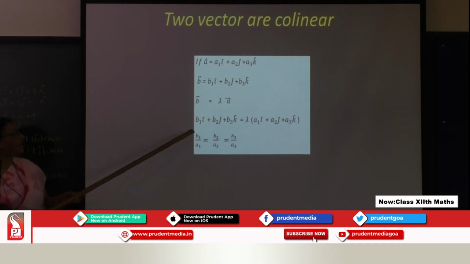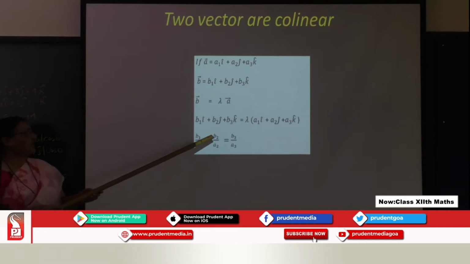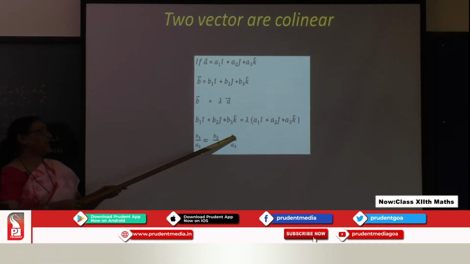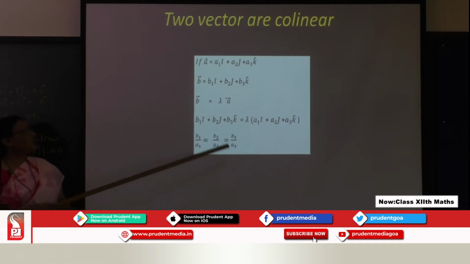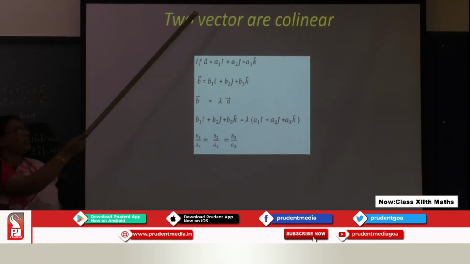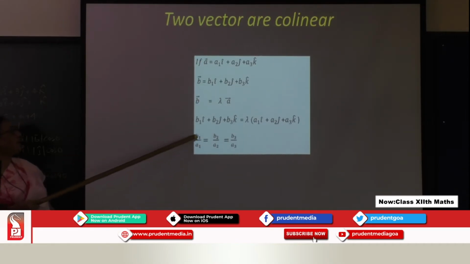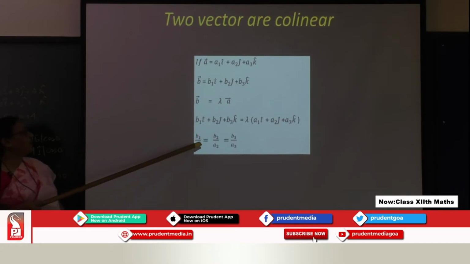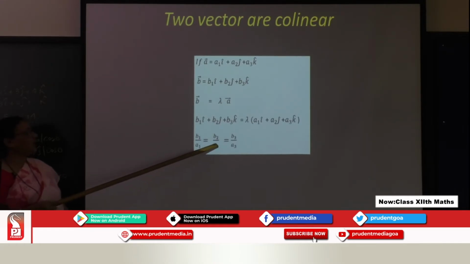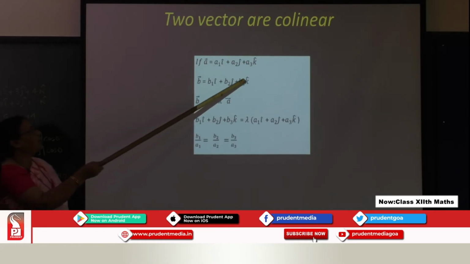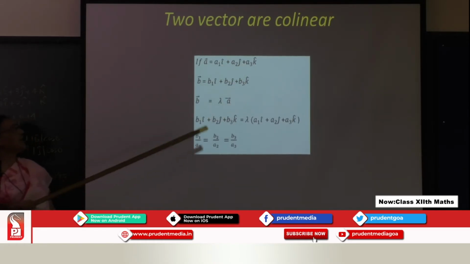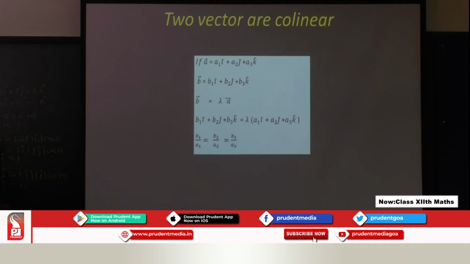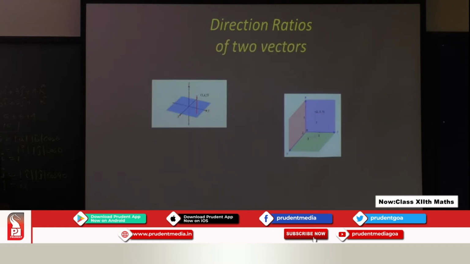You will get that B1 upon A1 is the same as B2 upon A2, which is the same as B3 upon A3. So if two vectors are collinear, then their ratios B1 upon A1, B2 upon A2 and B3 upon A3 are all proportional. If two vectors are collinear or parallel, these ratios are proportional. Now, direction ratios of any vector.